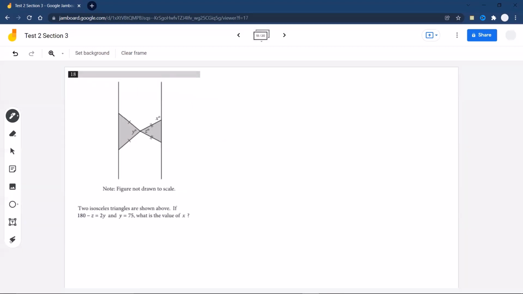Question 18. Okay, so we have these two isosceles triangles above, and we're getting two equations. We have y is equal to 75, and then 2y is equal to 180 minus z, and they're asking us to find the value of x. Well, in order to find x, we need to first find the value of z, right? And we can do that since we have two equations and two variables. So the first thing I'm going to do is take this y and plug it into this equation, because once I find z, then I can find these two angles because it's an isosceles triangle, and then I can find x using supplementary angles.